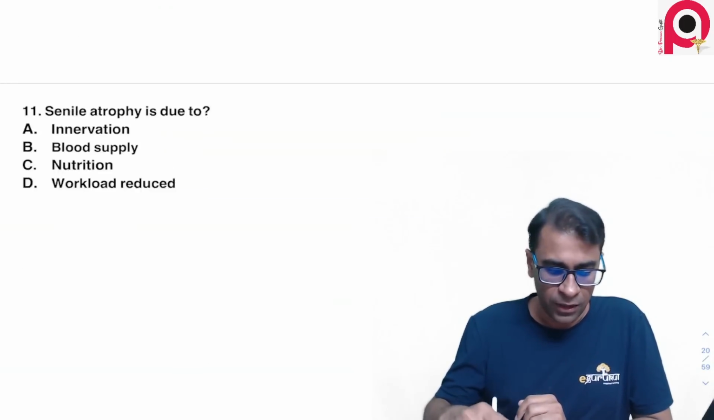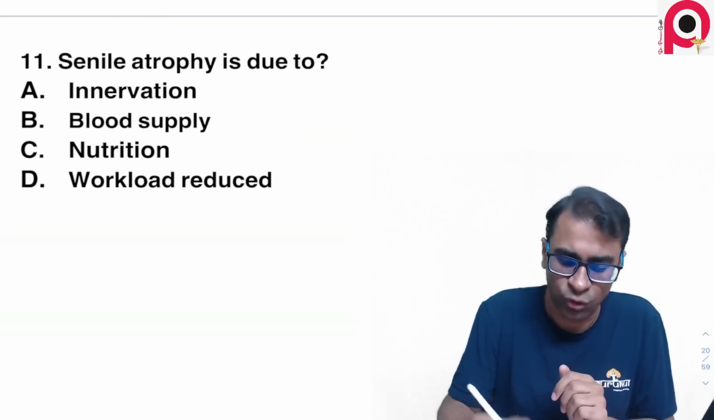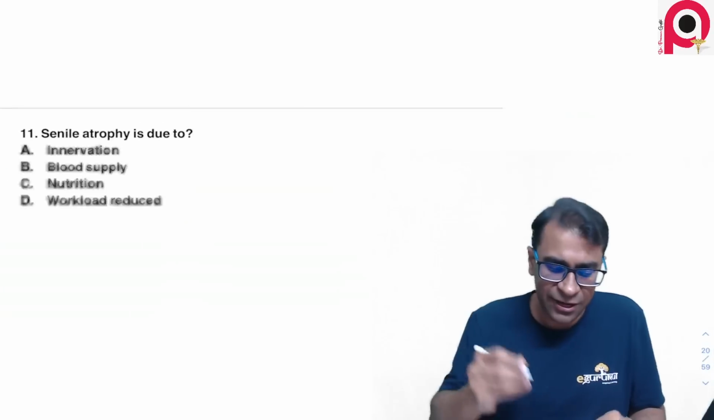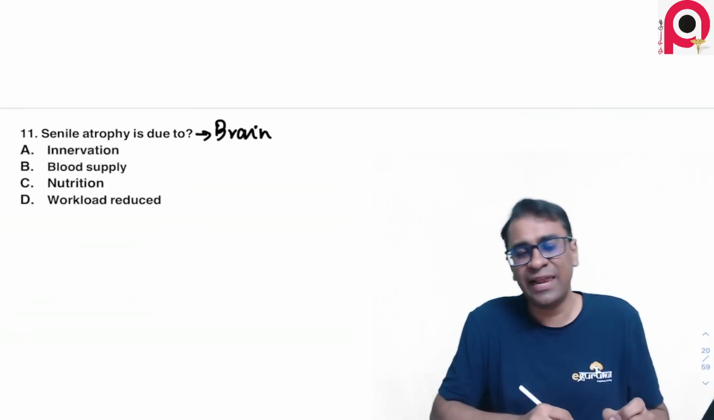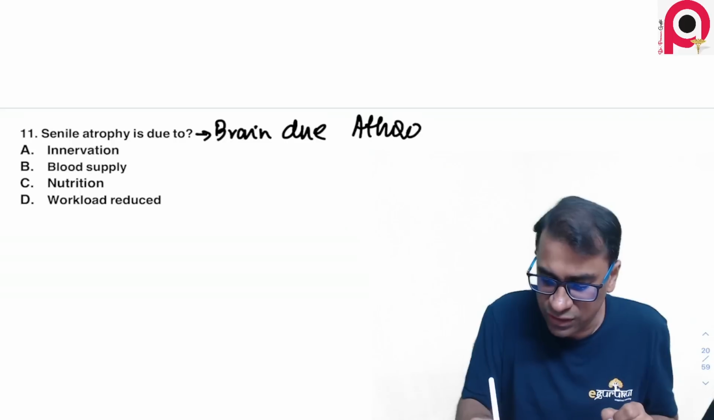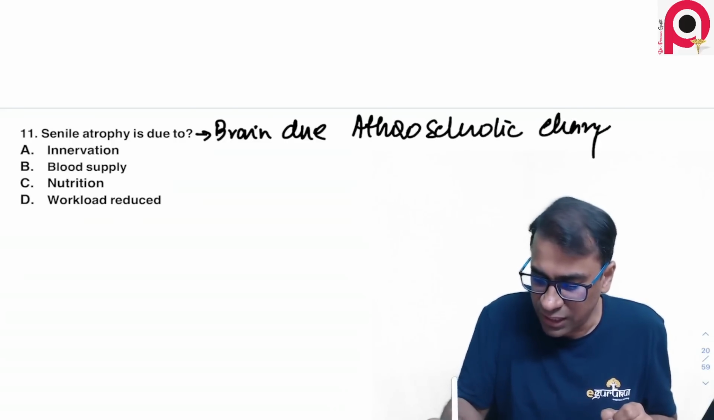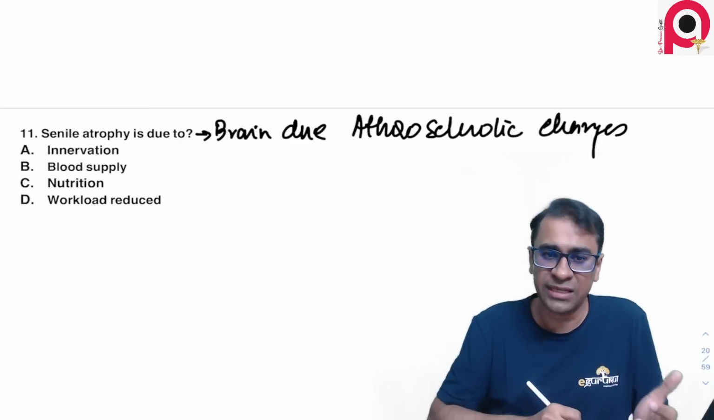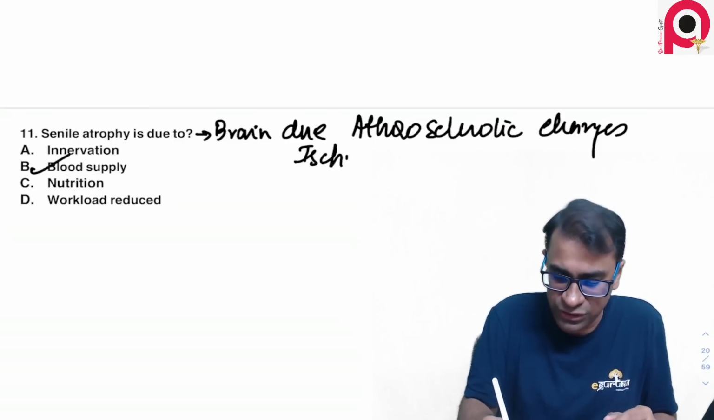Okay. So senile atrophy is due to, now this is a hot favorite and an old recall question. It's a multiple-time repeat question. Senile atrophy is seen in the brain. First of all you should understand senile atrophy is in the brain and occurs due to atherosclerotic changes, and often it is due to ischemia. It is often due to decrease in the blood supply, and the main answer is decreased blood supply causing ischemia.